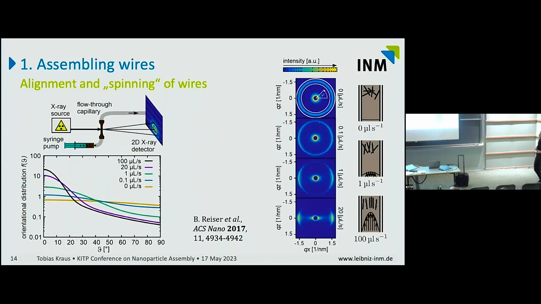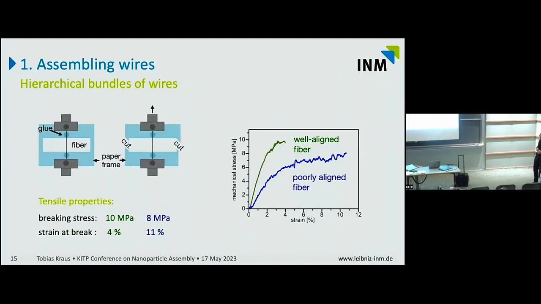Does this mean anything for the properties of these fibers? Yes, it does. If you're very patient, you can take the fiber out, let it dry, put it in a little paper frame, and put it in a tensile testing machine. It's not very strong, obviously, so you have to be a bit careful, but you can measure the strength. And you just apply a force and make these classical stress-strain curves.